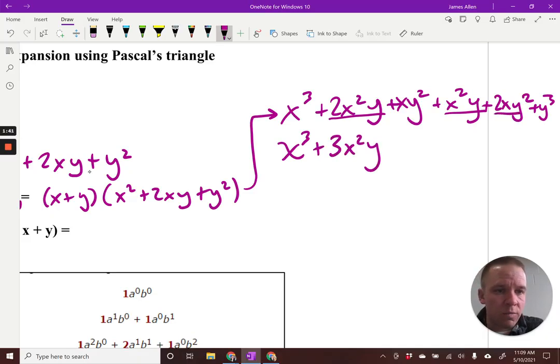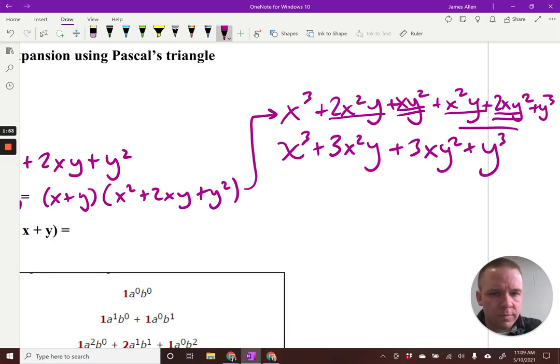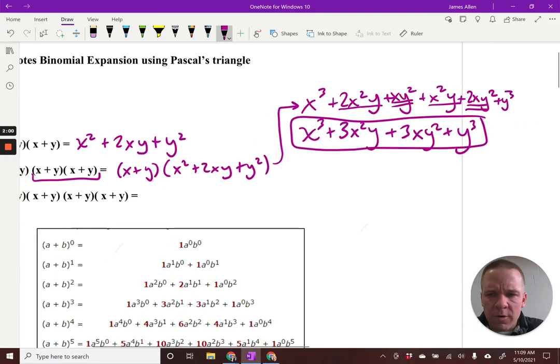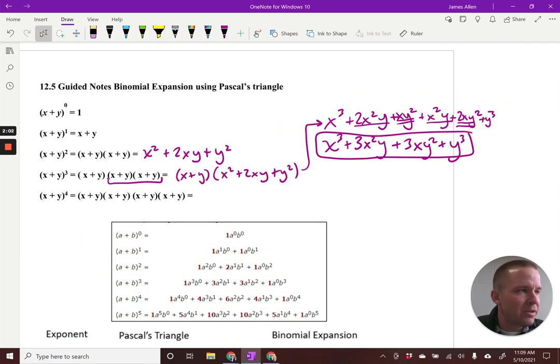And then I have xy squared, those two. So plus 3xy squared plus y cubed. Okay. Cool. Now, if we were to continue on, that looks terrible, okay? I don't want to keep doing this. Perhaps there's a better way.